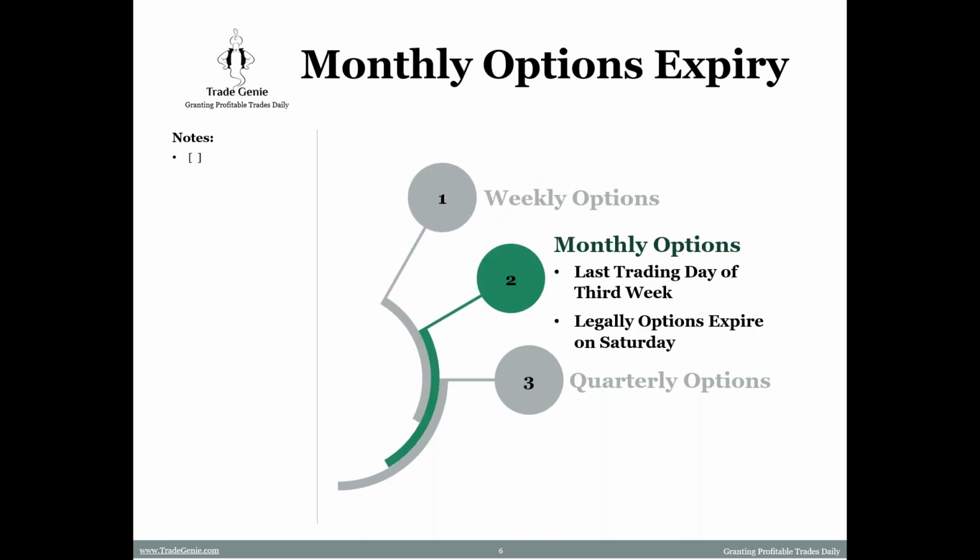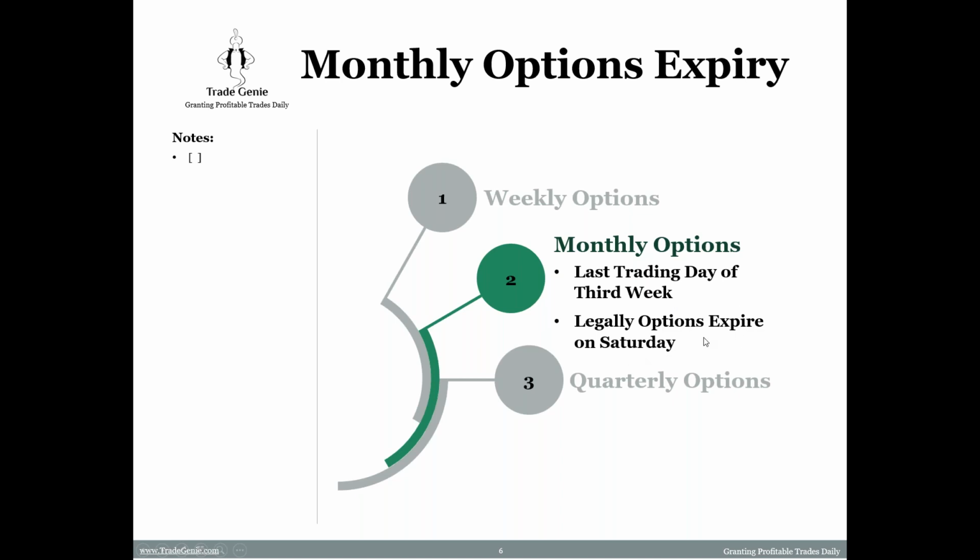Now, monthly options. Most of us trade monthly options. At least I trade monthly options. Monthly options expire on the last trading day of the third week. Most of the time, the last trading day of the third week is Friday. But if the market is closed on Friday, let's say a long weekend or whatever the reason, then the options will expire on Thursday because that's the last trading day of the third week. So third week, either Friday or Thursday.